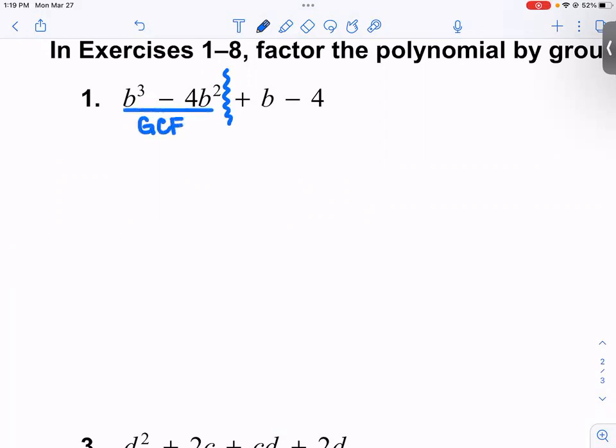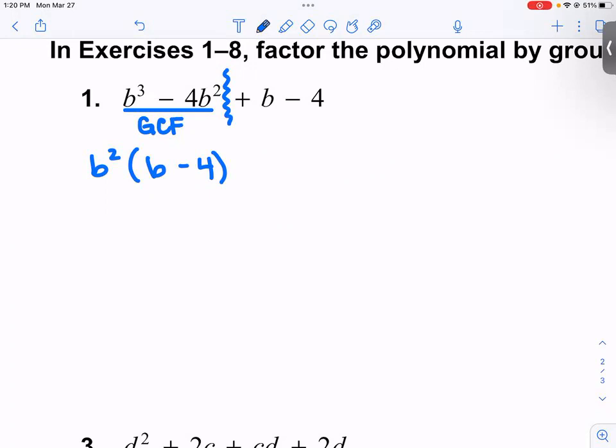I'm looking at these first two. What's our GCF? B squared. Oh, B squared, the same, bingo. Okay, Preston, I'll give you a chance for redemption. What's left over when we factor out B squared? Minus 4.